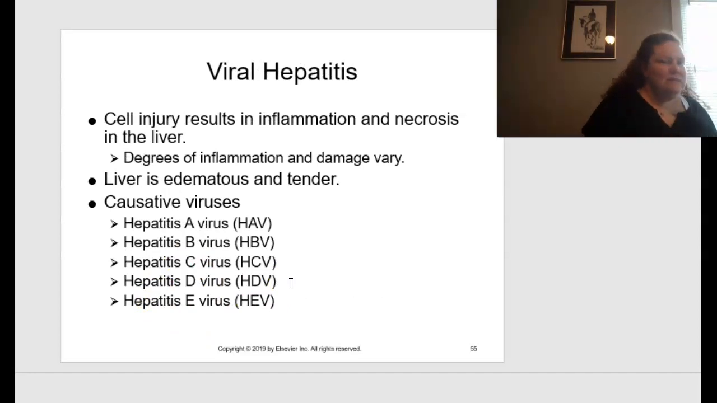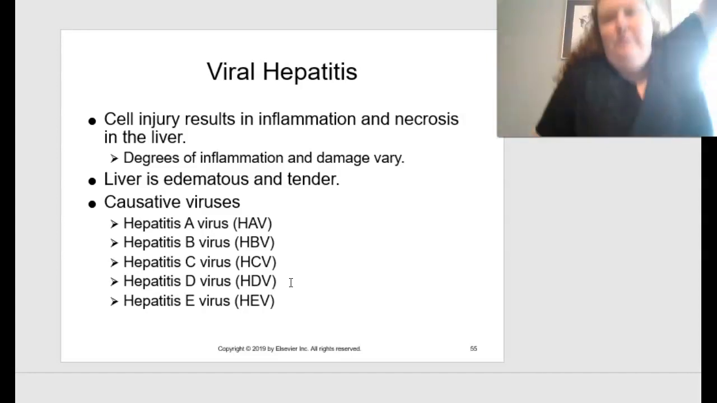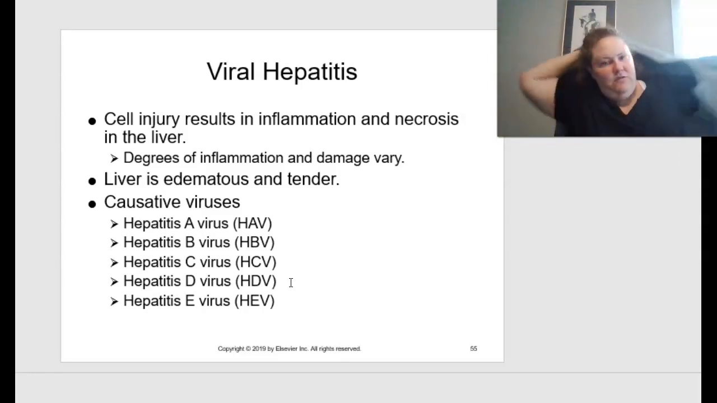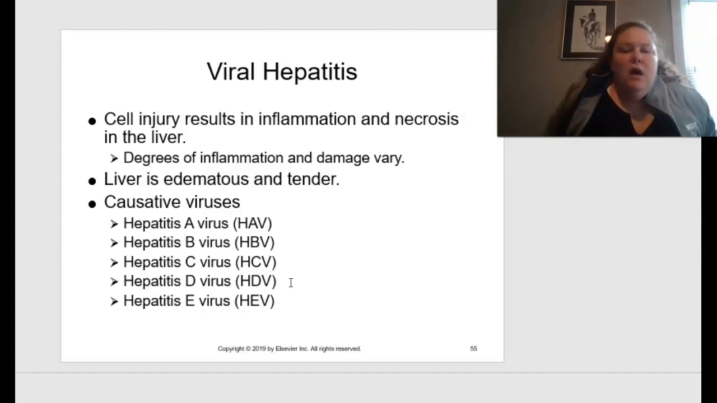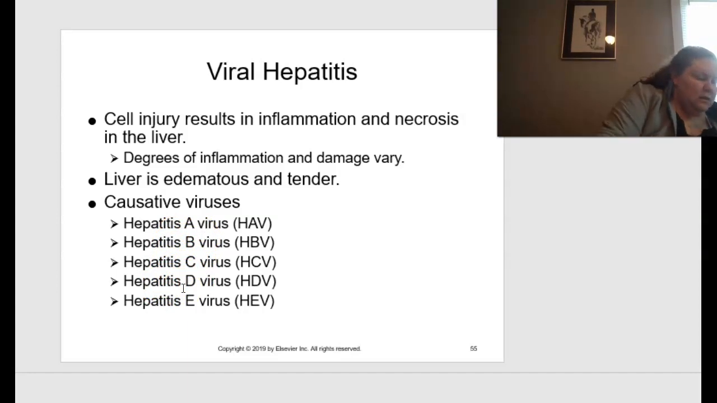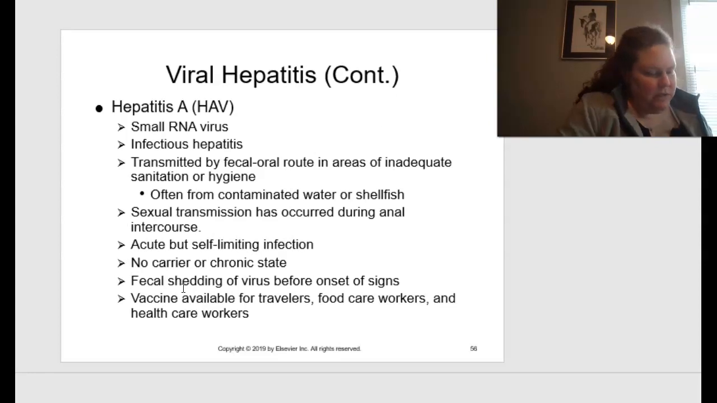With viral hepatitis, this is talked about on page 458. I'm going to get my jacket here. It's cold. The cellular injury results in inflammation and necrosis in the liver, and the degree of inflammation may vary. The liver is edematous and tender, and you can have causative viruses that can cause viral hepatitis. So you can have Hep A, Hep B, Hep C, D, and Hep E. They talk about each of them in your book, and we're going to talk about each of them.